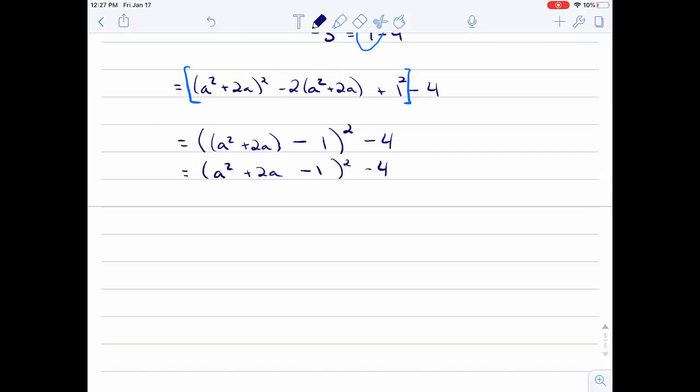Okay. But this tool of being able to rewrite something that's not quite working out, right? And being able to recognize, oh, this looks like one of those factoring formulas, right? How can I make it look like that? And then it's going to be way easier.